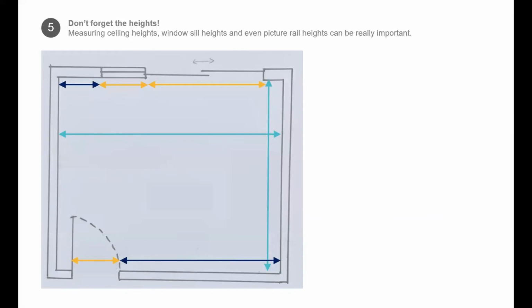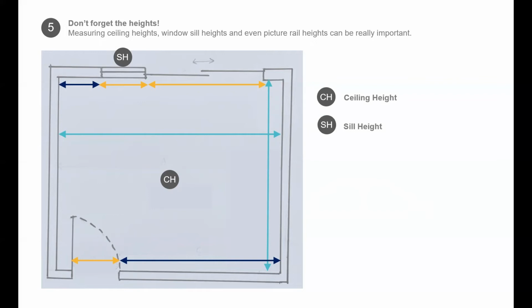So finally, don't forget the heights, because we've got to think about this room in a three-dimensional format. I know we're just drawing a two-dimensional floor plan, but we need to think about the heights in the room. So the ceiling height is super important. So we can check that, you know, we're not specifying wardrobes that might be too tall for the room, or a light fitting that somebody might bang their head on. So the ceiling height is really important.